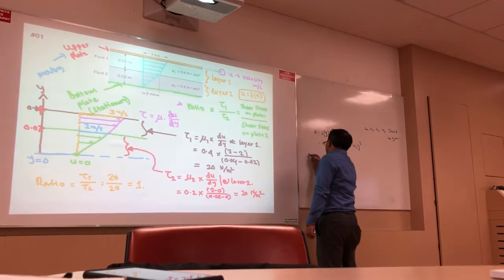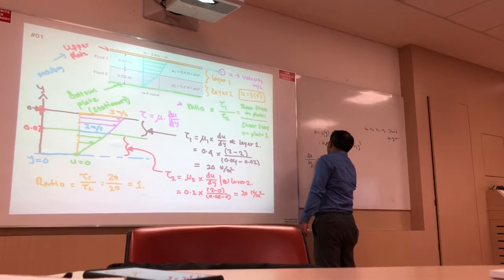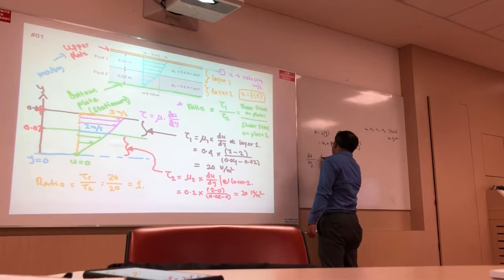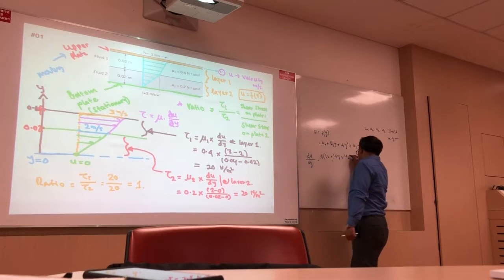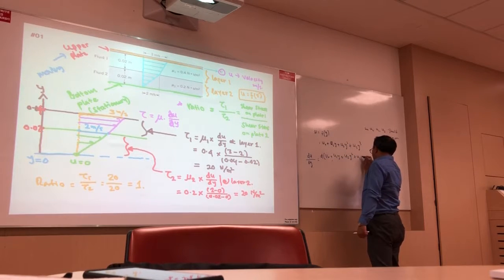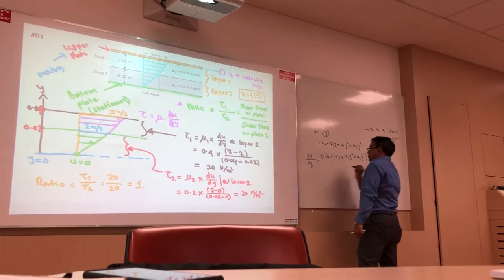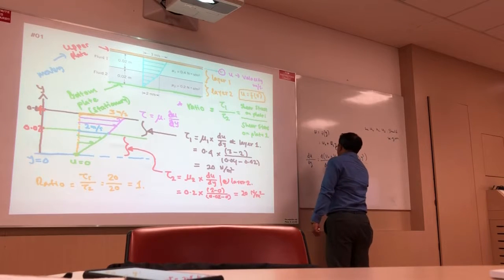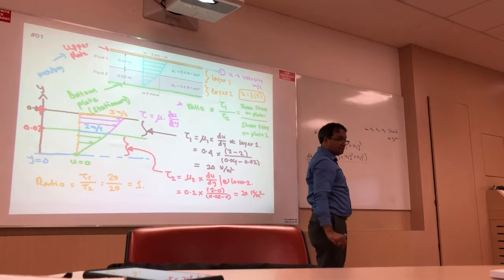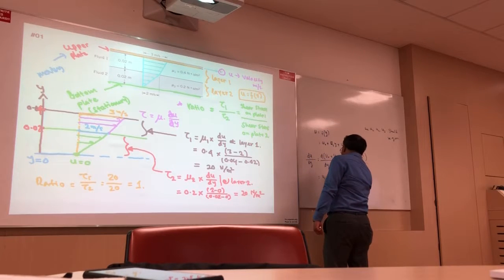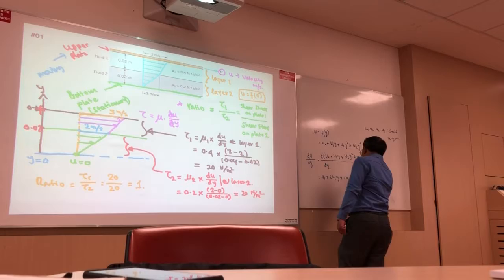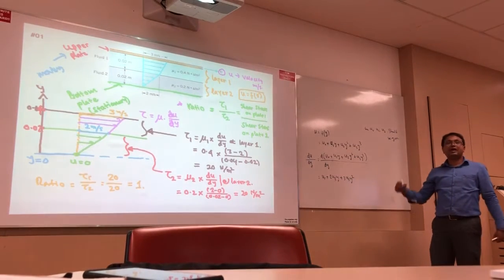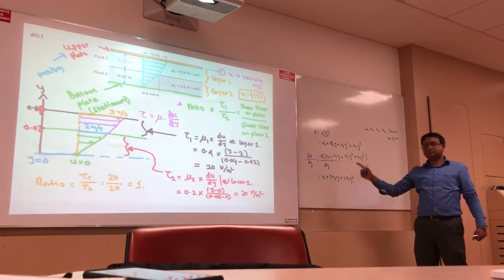Then you have to write it this way: du by dy. Then you can write u0 plus u1 y plus u2 y squared plus u3 y to the power 3, by dy. Understand? Then you can write u1 plus 2 u2 y plus 3 u3 y squared, right? Then you can put the value of y. This is the gradient of it.